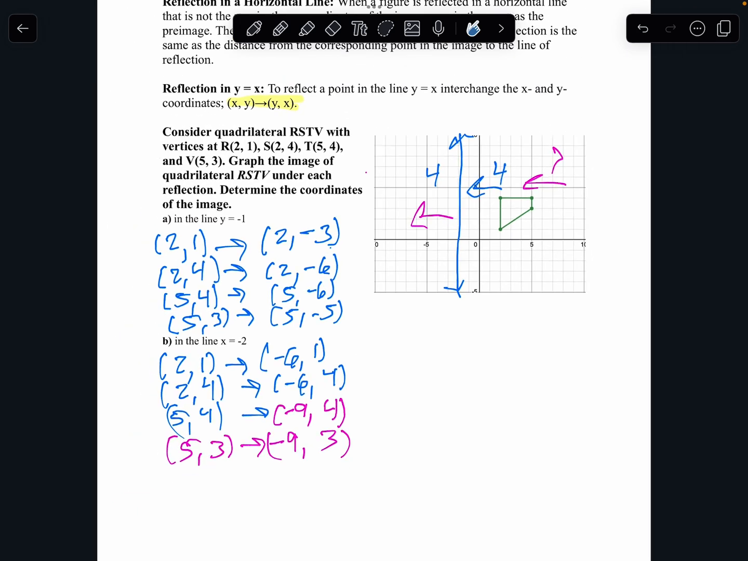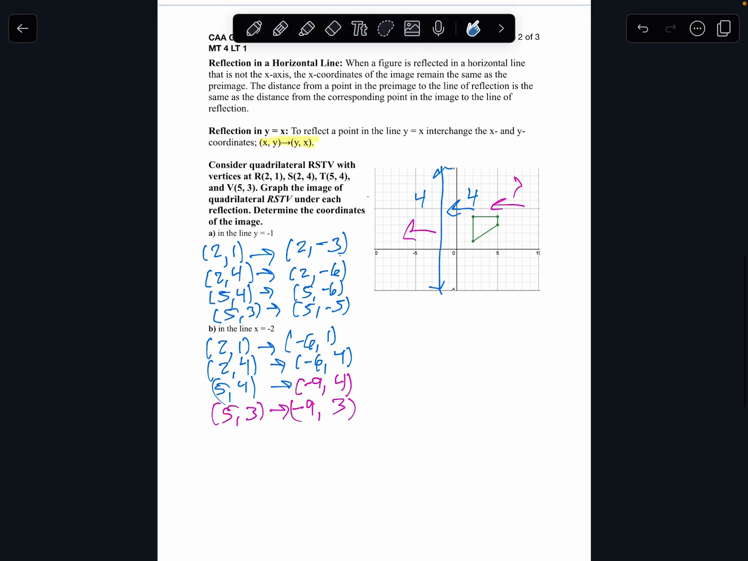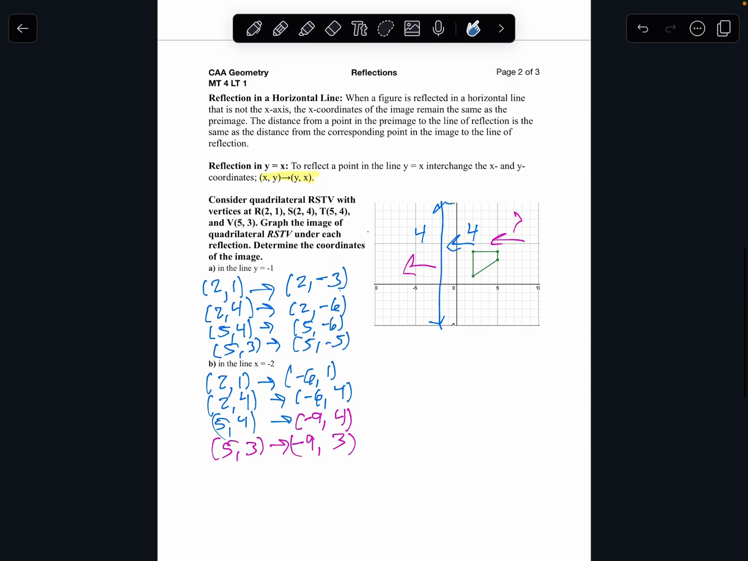That's reflecting it across vertical and horizontal lines that aren't necessarily the axis. It's not that you add or subtract each time. It's how far away from the line of reflection you are. And we're going to move it the opposite way, because when you look in a reflection, what you see in the mirror should be the same distance you are away from that mirror. Because that's what a reflection is.